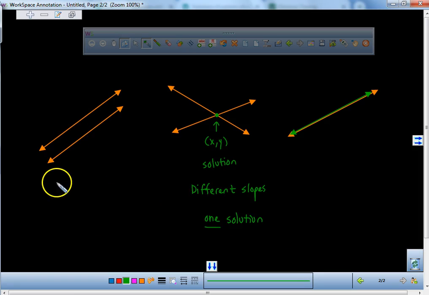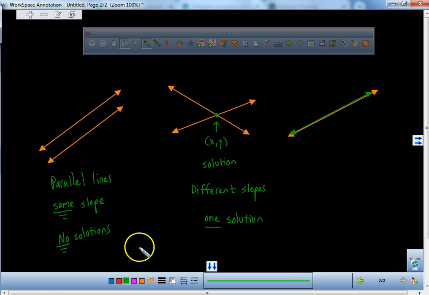Now these lines are parallel. We talked about this earlier, parallel lines have the same slope. So if they have the same slope, that means there's not going to be any solution. So I'm going to write no solutions. They're not going to have any solutions because they have the same slope. They will never intersect. So any lines that have the same slope, they're not going to intersect.